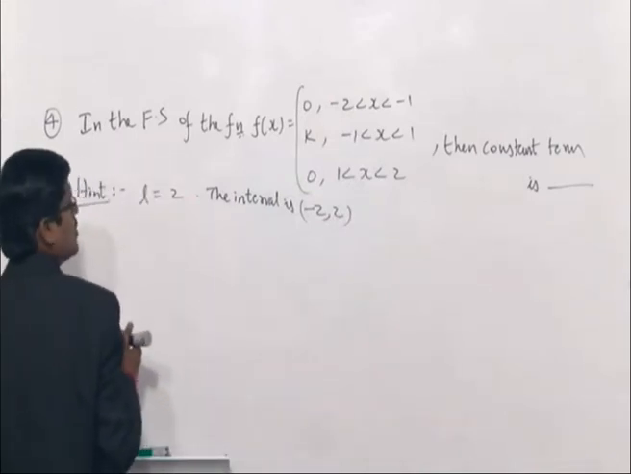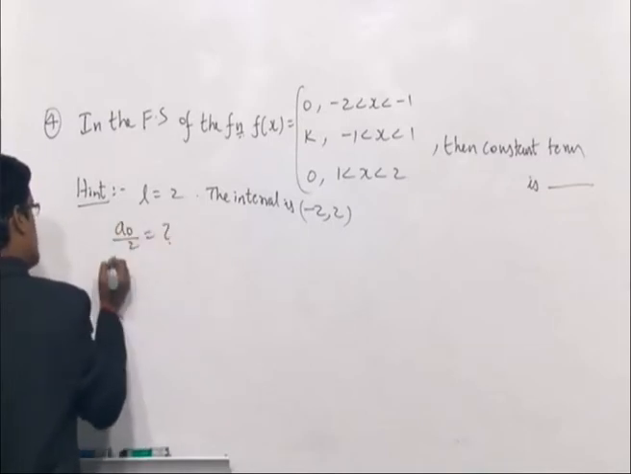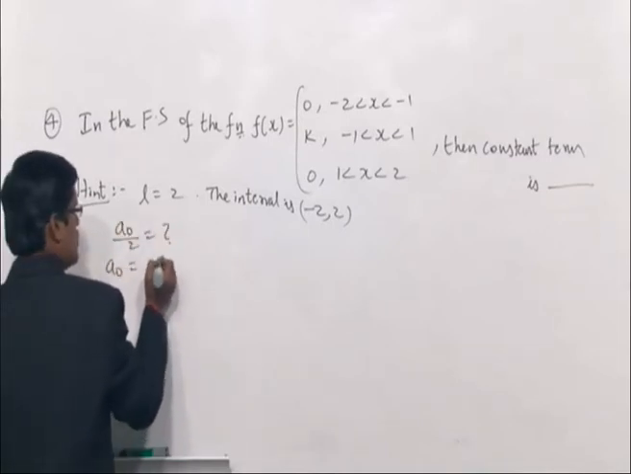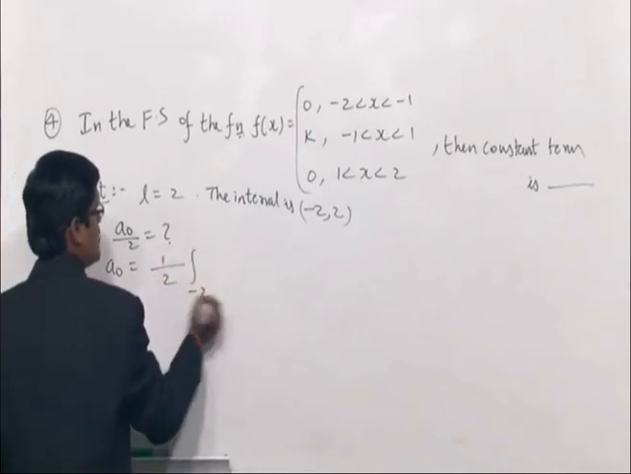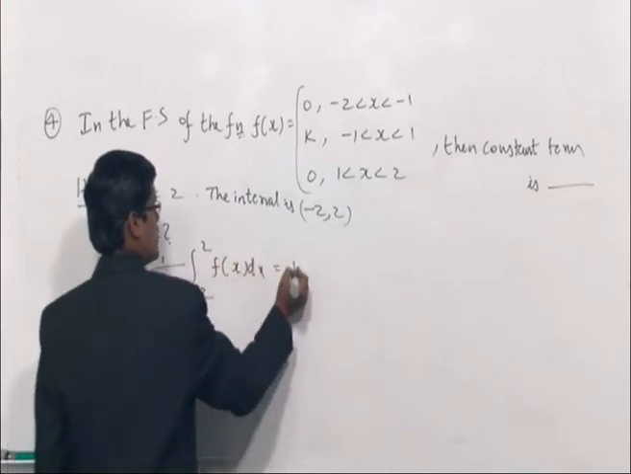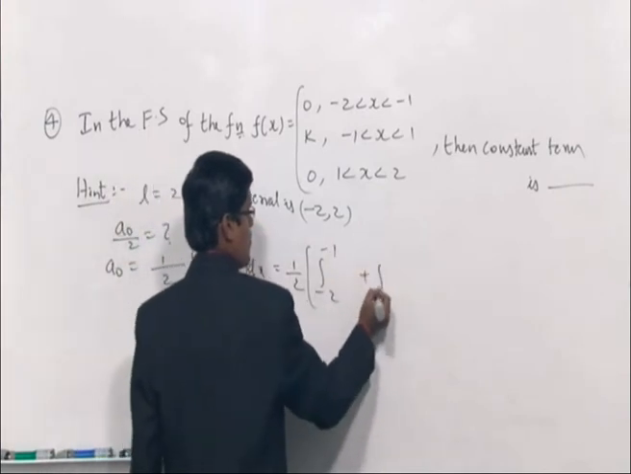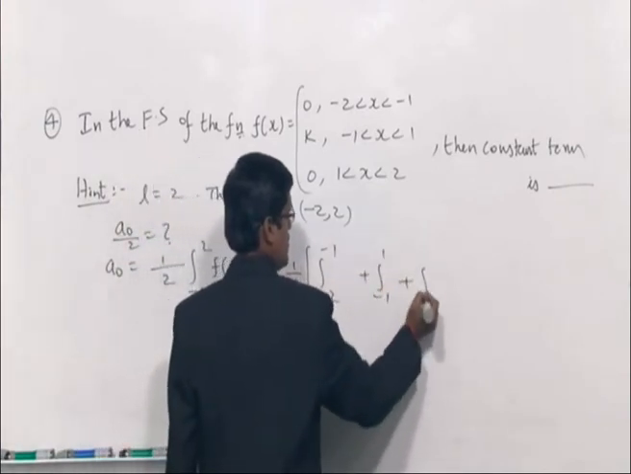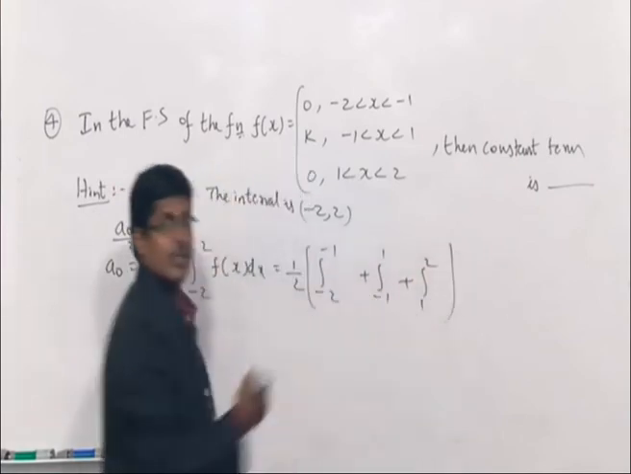Next, what is your a0 formula? a0/2 is equal to what, where a0 is equal to 1 over L, that is 1 by 2, integral from -L to L of f(x) dx. This is 1 over 2 times the integral from -2 to -1, plus -1 to 1, plus 1 to 2. Later you integrate.